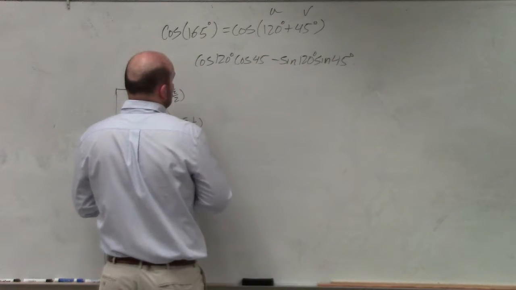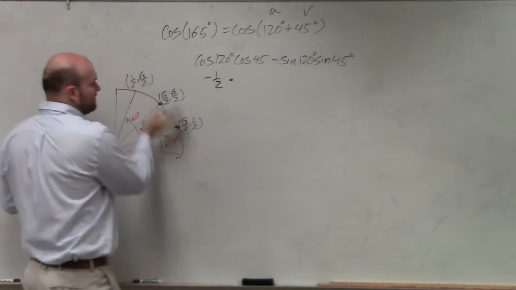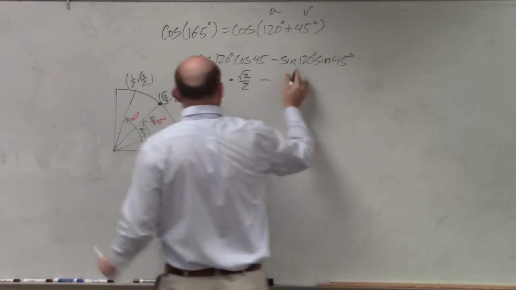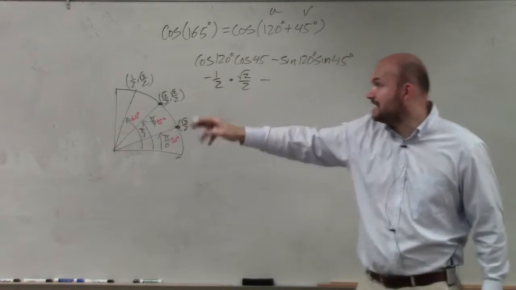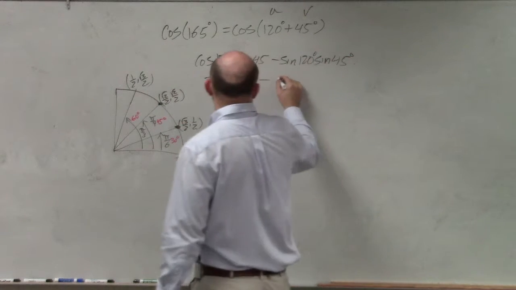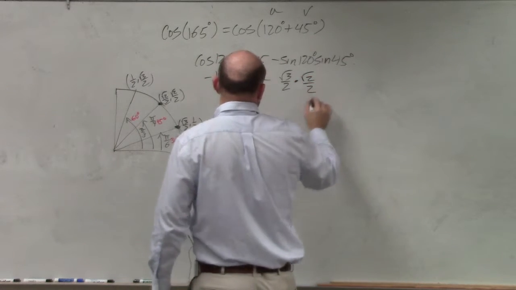But cosine in the second quadrant is always going to be negative. So I'm going to have negative 1/2 times cosine of 45 degrees, which is square root of 2 over 2. Minus the sine of 120 degrees. Well, sine is going to be square root of 3 over 2. But sine is positive in the second quadrant. So that's square root of 3 over 2. And then the sine of 45 degrees is square root of 2 over 2.